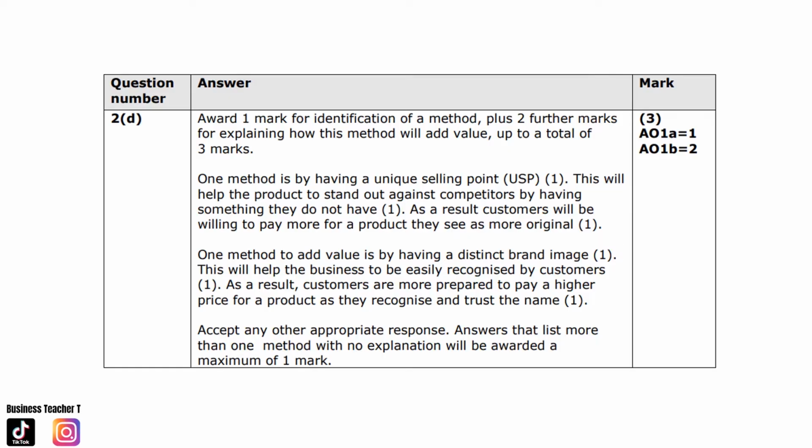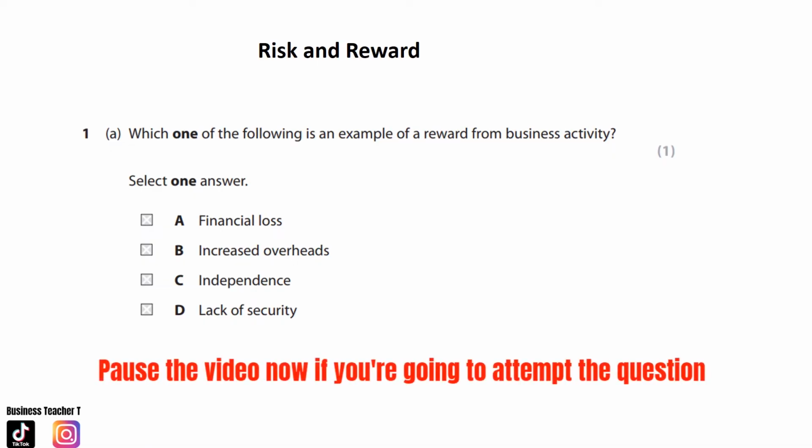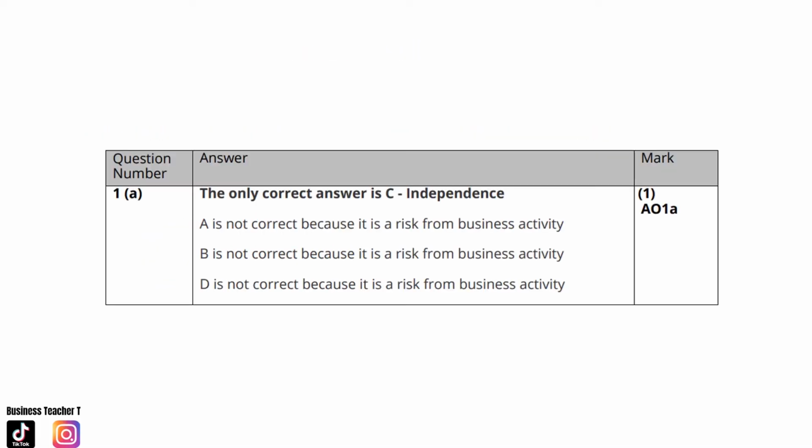Which one of the following is an example of a reward from business activity? A, financial loss. B, increased overheads. C, independence. Or D, lack of security. The answer is C, independence.